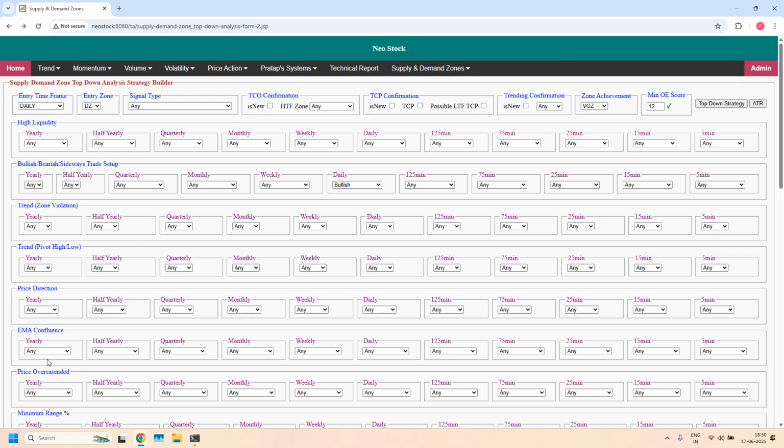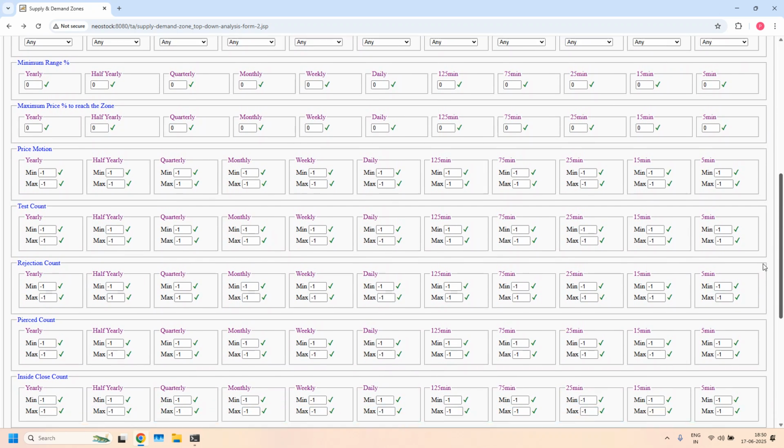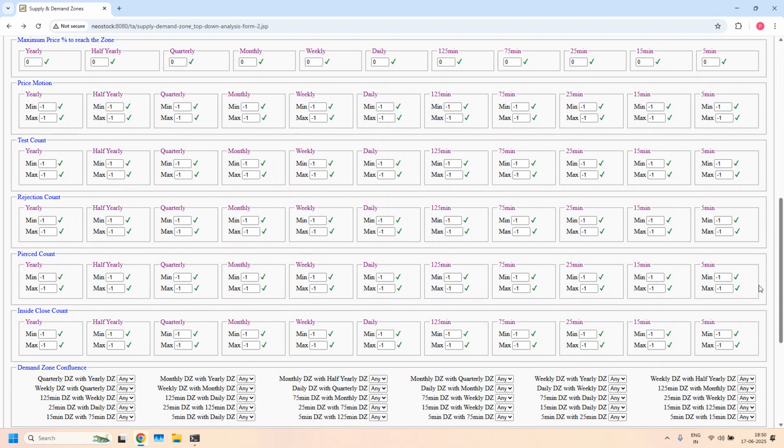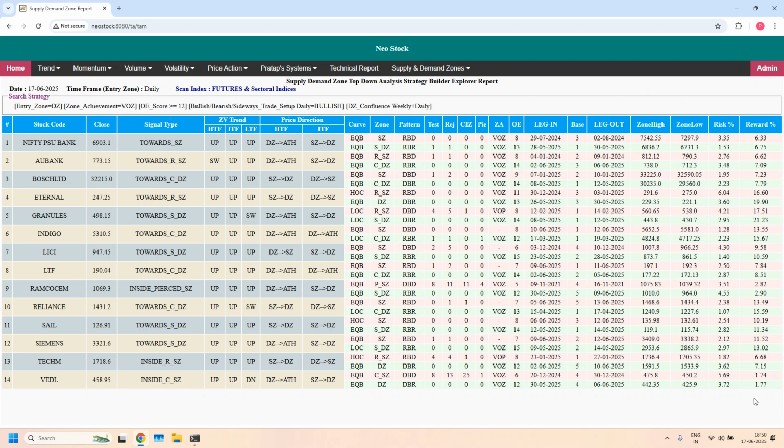Going back. First filter is LTF and ITF demand zone confluence. LTF is daily, ITF is weekly. So I enabled the daily and weekly demand zone confluence filter. That means the daily zone should overlap with the weekly zone. So how many stocks will be available out of 17? So 14 stocks are filtered.